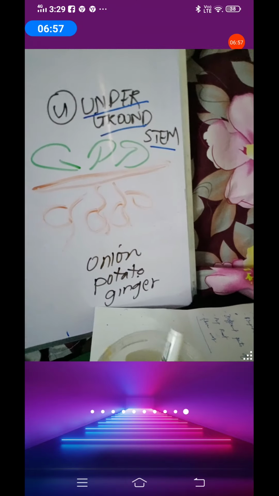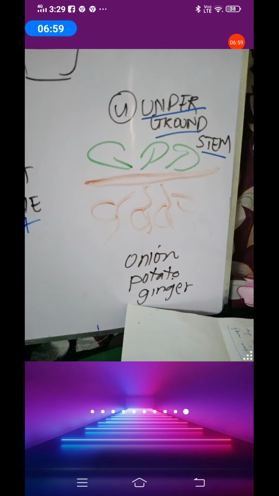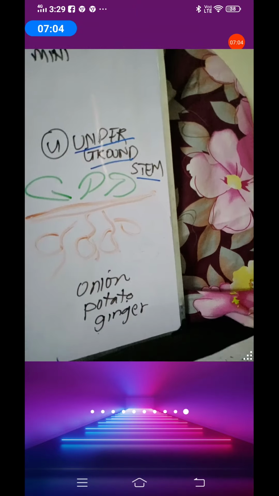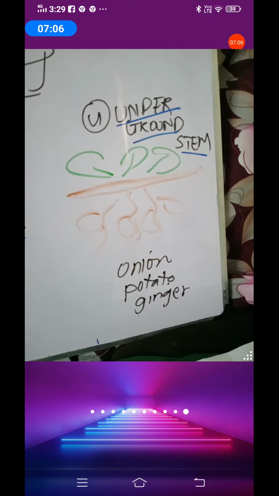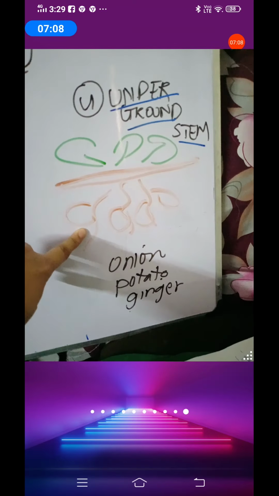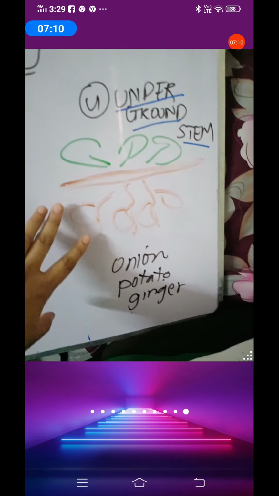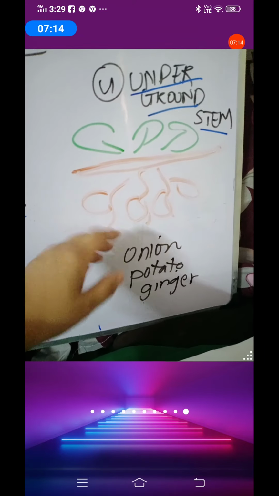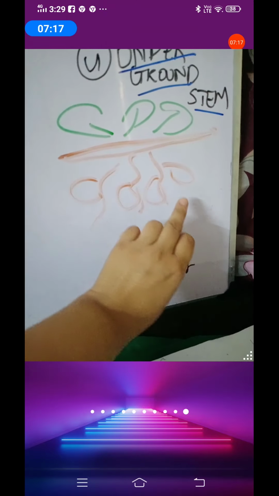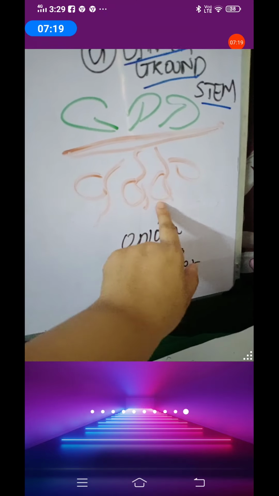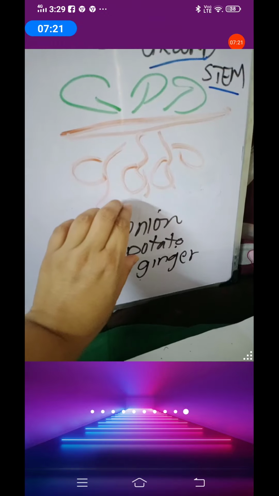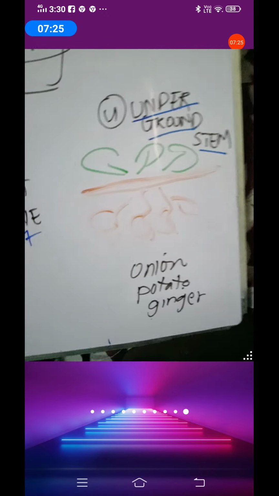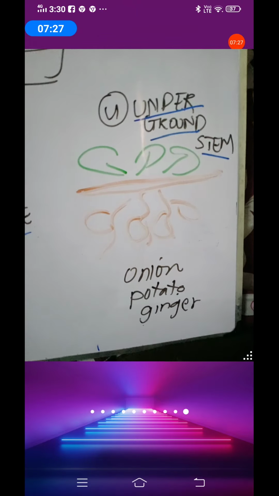Now let's move on to the next one, which is underground stem. We have all studied this many times now. Underground stems. The extension of the stem is here, and the food is stored here. Why are these growing under the ground? Because the stems have become swollen. They have become very big. They cannot remain up, so they come down, and that's why these are called underground stems. Examples of such plants are onion, potato, ginger.